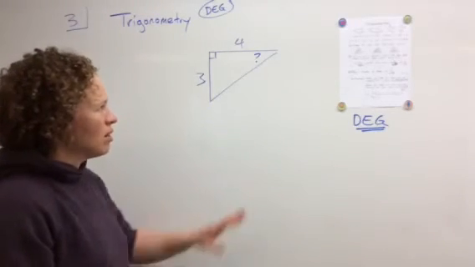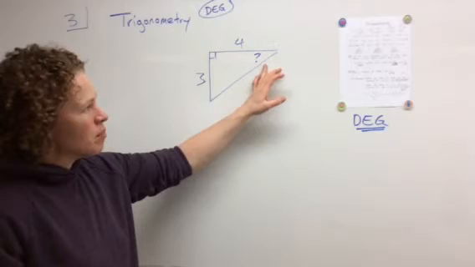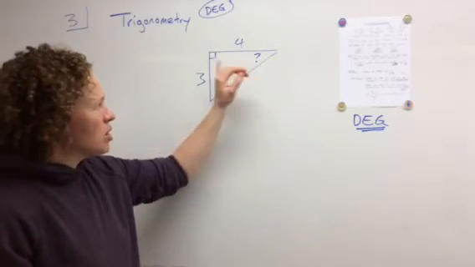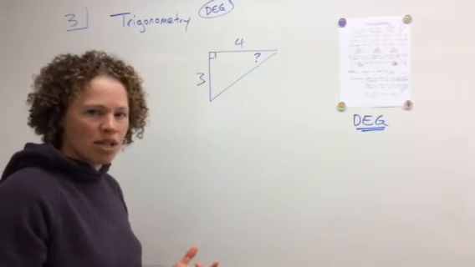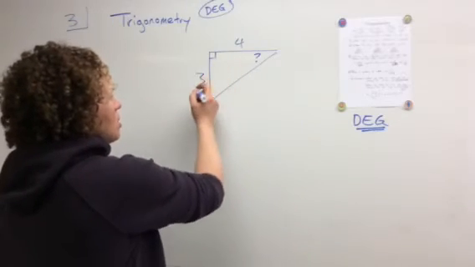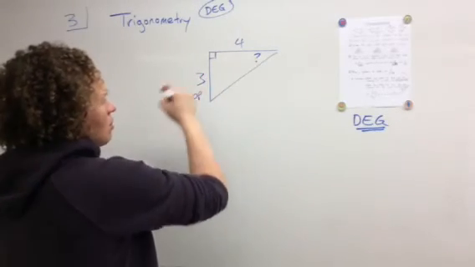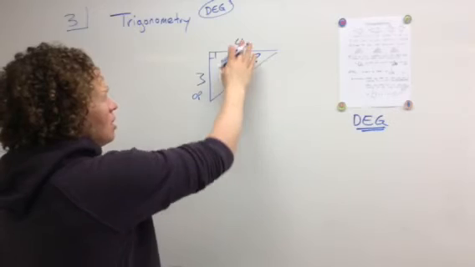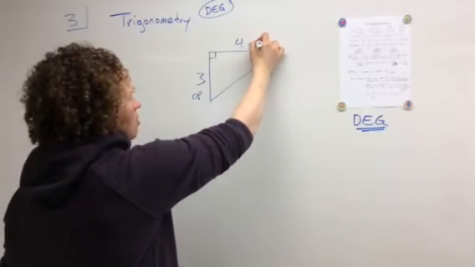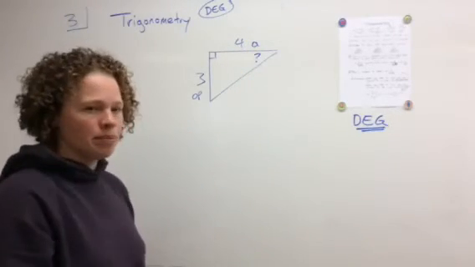First thing I have to do is go, okay, if this is my side, I need to figure out which sides I have, because those will be the ones that I'm interested in. So this one's the opposite because it's across from the angle I'm interested in, and this one's touching the angle I'm interested in, so it's going to be the adjacent.